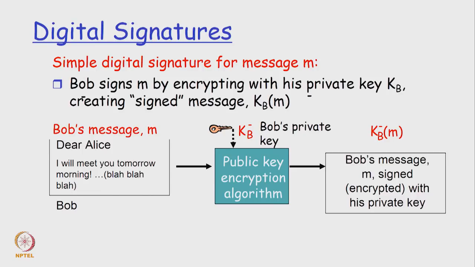Let us look at some simple forms of digital signatures. Even the normal encryption itself is a digital signature. For example, Bob signs M by encrypting with his private key KB minus, creating a signed message KB minus of M, right. So this is a digital signature. Bob sends a message M, say, dear Alice, I will meet you tomorrow morning, etc. Bob. Now this goes through the public key encryption algorithm, and so Bob's message M is signed with his private key, that is KB minus of M, right. So this encryption itself is a part of a signature.